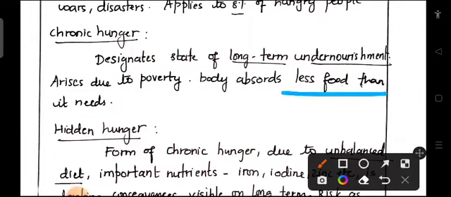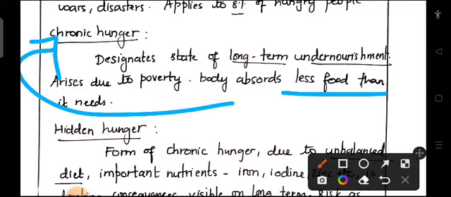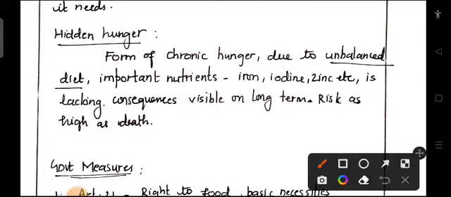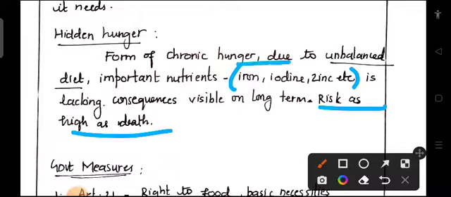The body absorbs less food than it needs. It leads to chronic hunger. Now, the third type is hidden hunger. It is a form of chronic hunger due to an unbalanced diet. Important nutrients including iron, iodine, zinc, etc. are lacking. Consequences are visible in the long term. Risk is as high as death. So, hidden hunger is also a form of chronic hunger, and this is due to lack of important nutrients like iron, iodine.